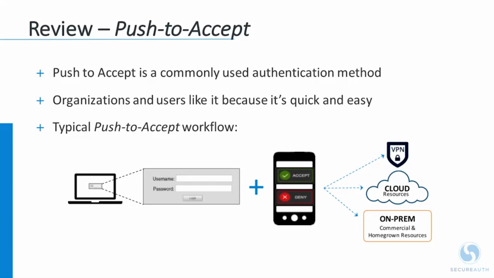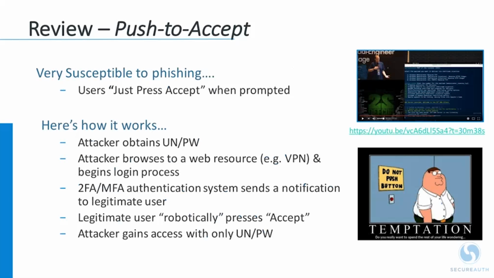The user is then informed they need to take action for the logon to continue. Authentication software sends a push notification to the phone where the app is installed. The user opens the push notification, opens the app, and is typically presented with two options, accept and deny. When the user presses accept, the phone notifies the VPN that the user accepted, and access is granted. So pretty easy and simple, right?